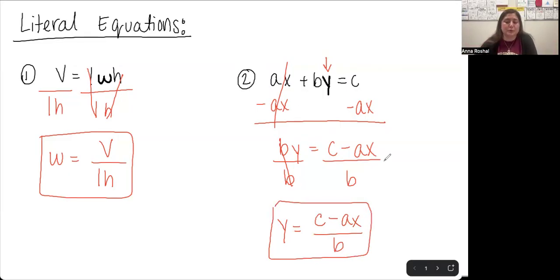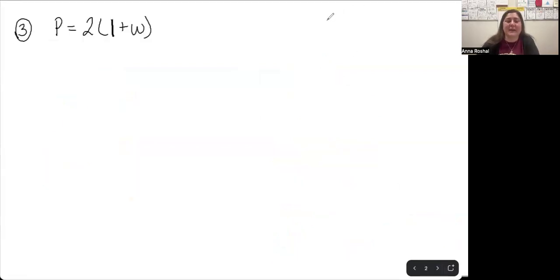Some teachers do prefer if you go in and you kind of distribute that b out, but I don't think it's fully necessary. So c over b minus ax over b. You could do it, but in my opinion, it's not necessary. If your teacher says it's super necessary, obviously do that, right? Okay, I don't know why I left all this space for this basic problem, but it is what it is.